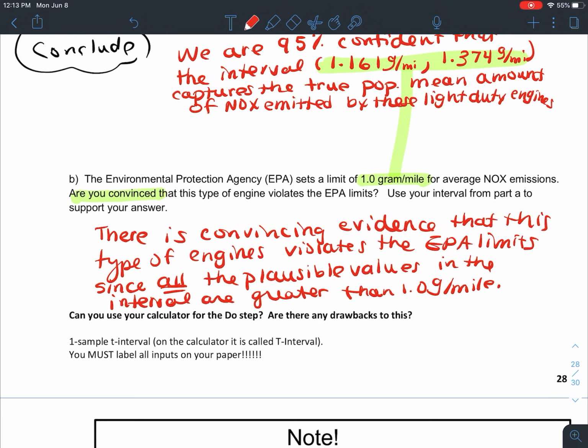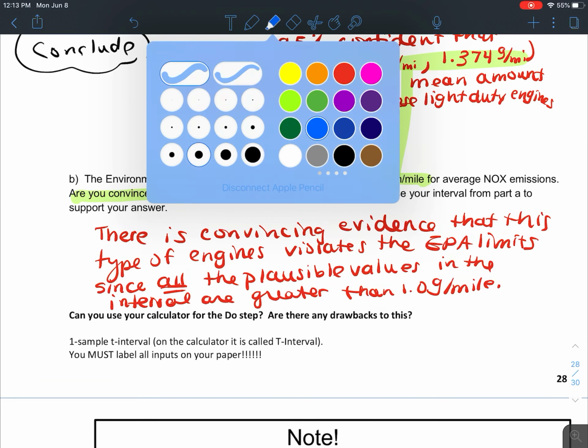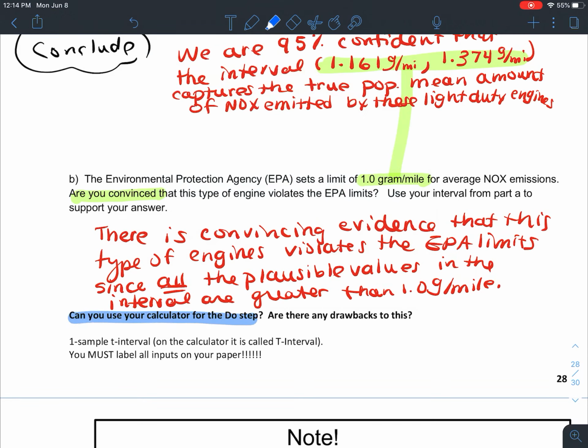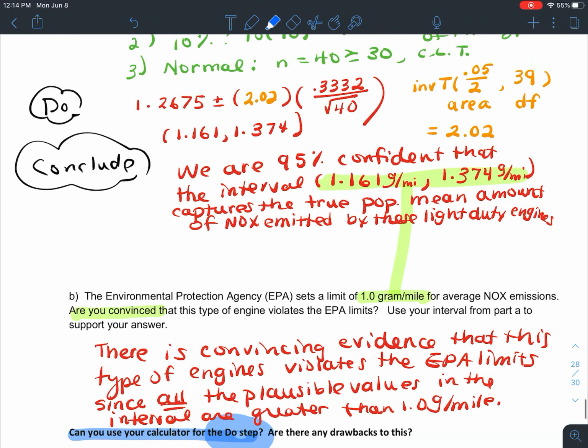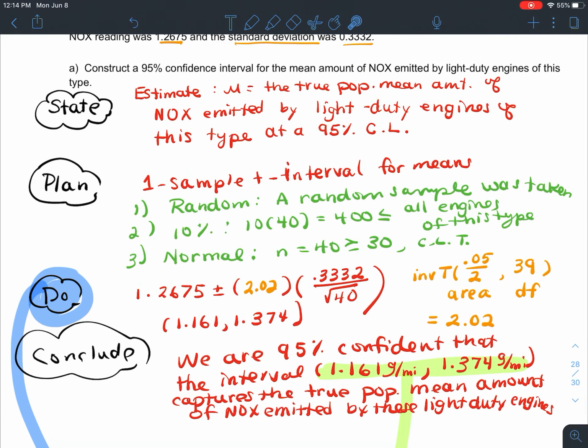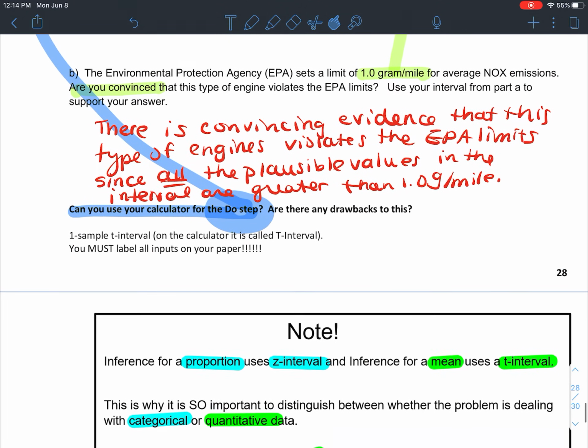Okay. All right, I do want to show you how you can do these problems on the calculator. It says, can you use your calculator for the do step? And I really want to stress this, that if you are going to use your calculator, it only replaces the do step, and that is it. It does not replace you listing all the state stuff, the name of the interval, your conditions, or your conclusion.